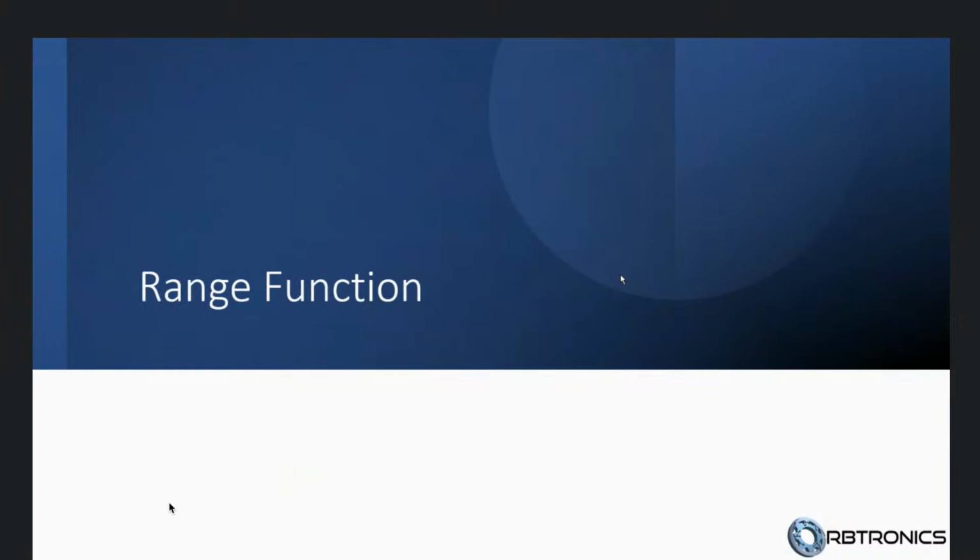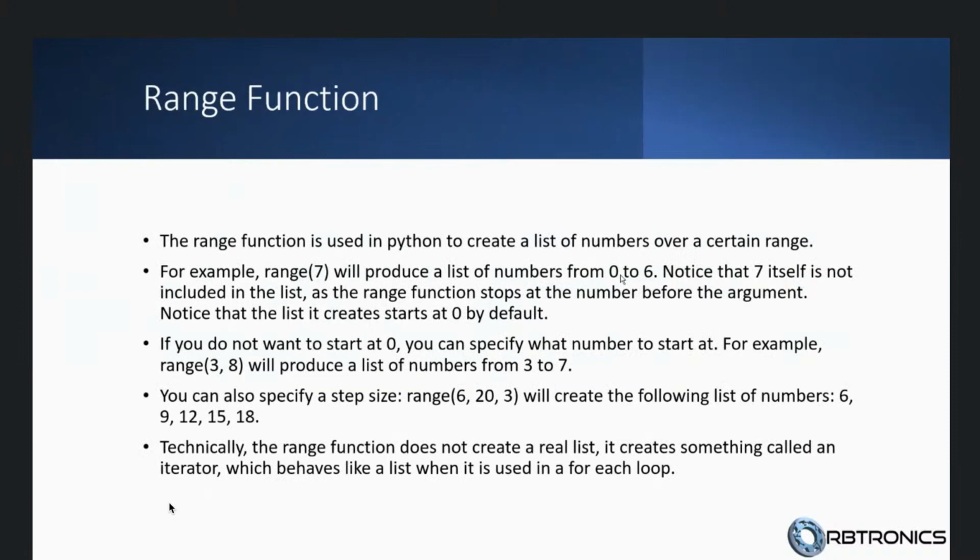Okay, so we're going to learn about another function, the range function. The range function is used in Python to create a list of numbers over a certain range. For example, range 7 will produce a list of numbers from 0 to 6. Notice that 7 itself is not included in the list, as the range function stops at the number before the argument, which is 7. Notice that the list it creates starts at 0 by default, because we just passed one argument, so it starts at 0 and it ends at 6. Just like the other thing. Yeah, similar, but just a little different syntax.